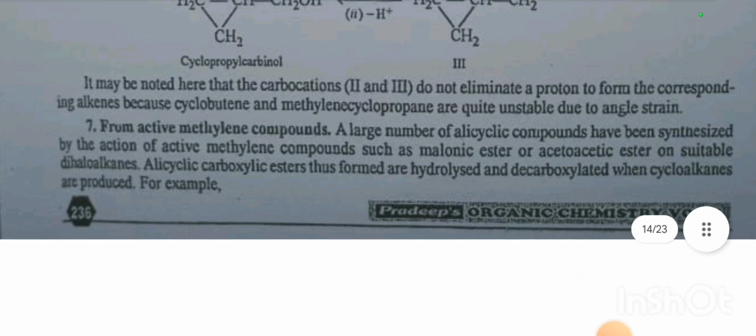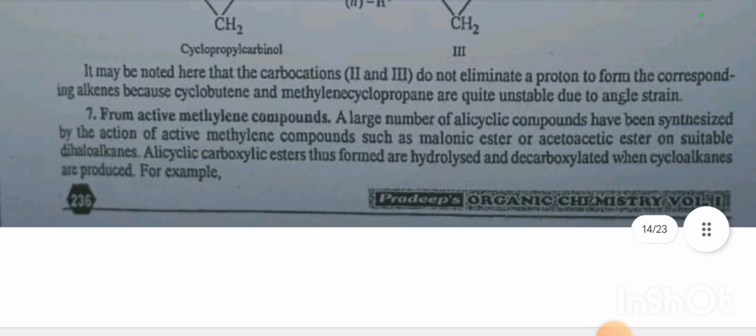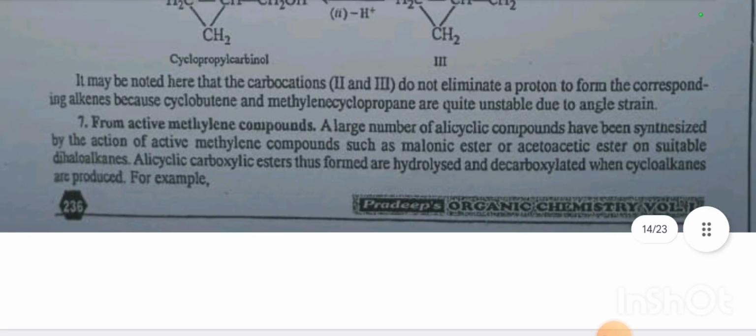From active methylene compounds. A large number of alicyclic compounds have been synthesized by the action of active methylene compounds such as malonic ester or acetoacetic ester on suitable dihaloalkanes. Alicyclic carboxylic esters thus formed are hydrolyzed and decarboxylated, when cycloalkanes are produced. For example, through malonic ester, sodium methoxide, malonic ester, monosodium malonic ester.